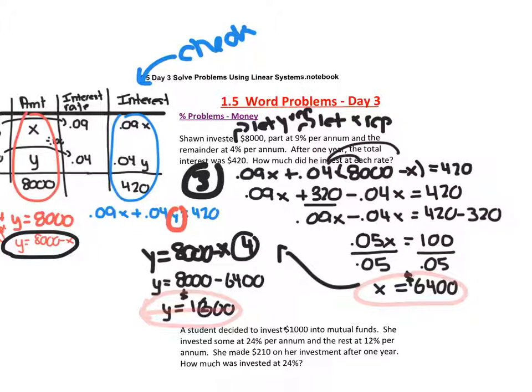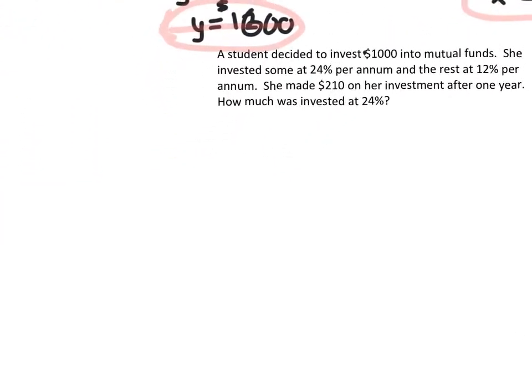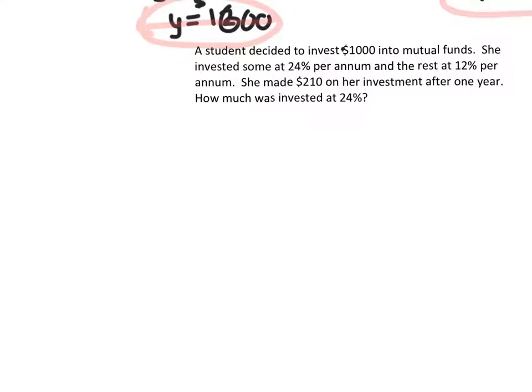So I would say the percentage questions with money are easier than when we get into mixture questions because there's one extra step. So let's do one more example of this. So a student decides to invest $1,000 into a mutual fund. She invested some at 24% per annum and the rest at 12% per annum. She made $210 on her investment after 1 year. How much was invested at 24%? So they're just asking us to find 24%.